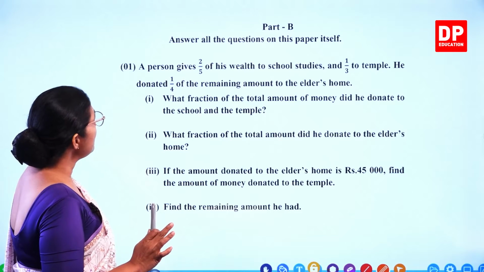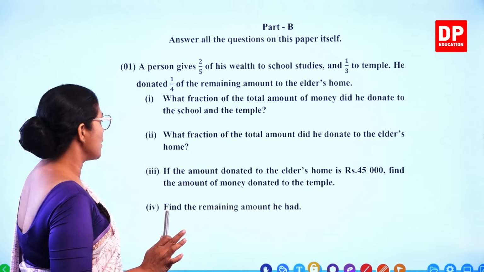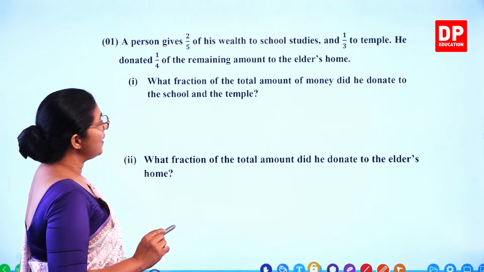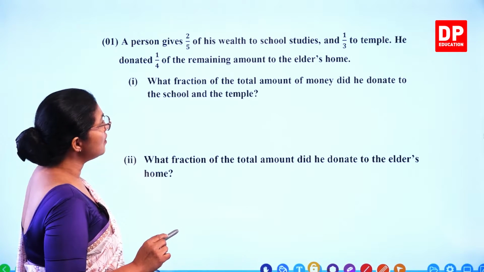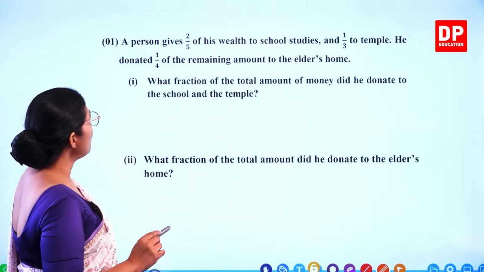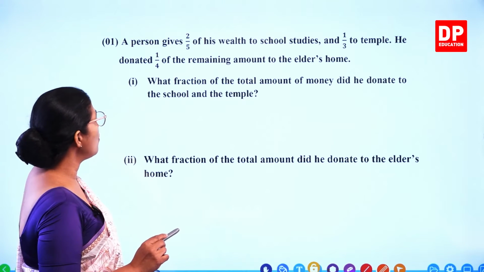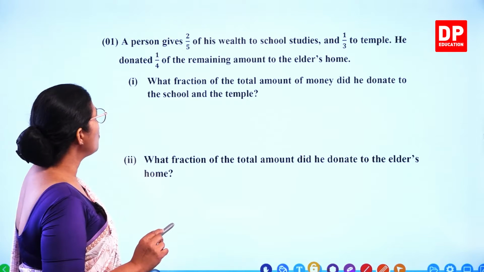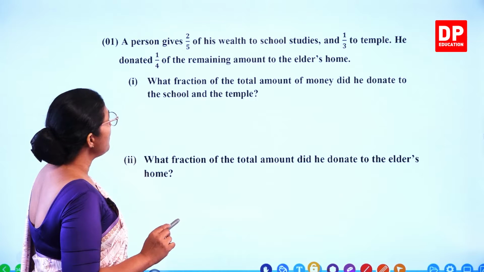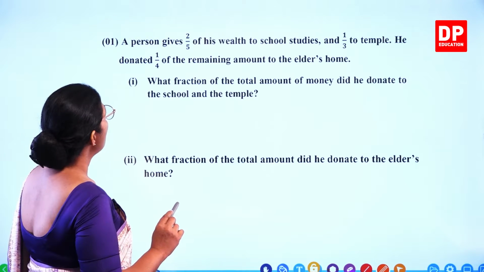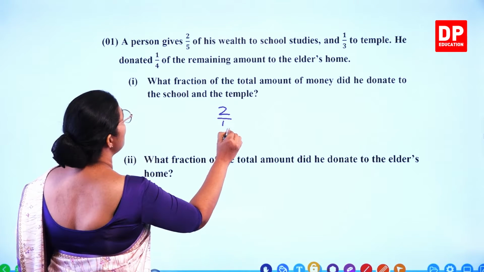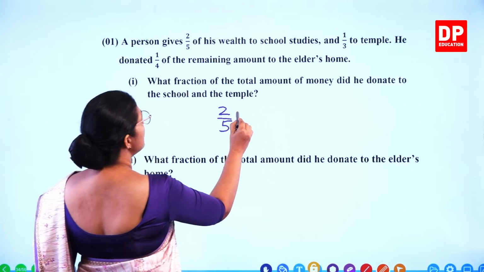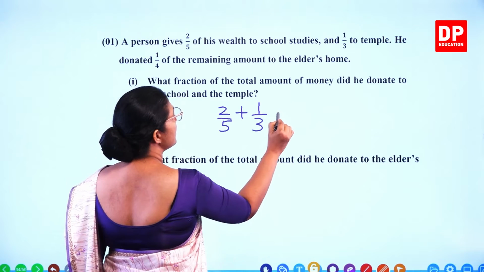In the first one, you can see it's a fraction question. A person gives 2/5 of his wealth to school studies and 1/3 to temple. He donated 1/4 of the remaining amount to the elders' home. What fraction of the total amount of money did he donate to the school and the temple? That means 2/5 given to school studies and 1/3 to temple. The total you have to find.